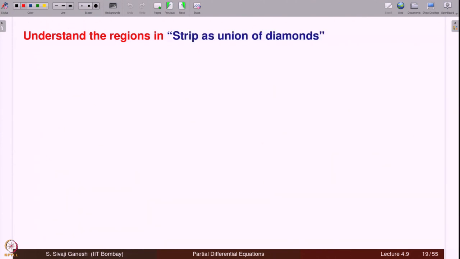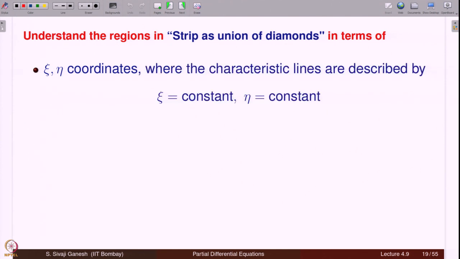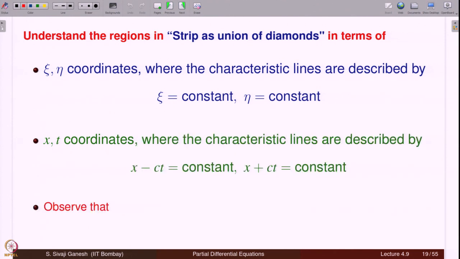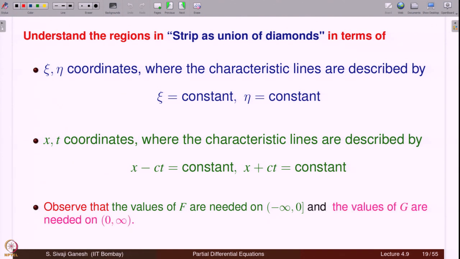So, this picture is sometimes called a diamond picture. We see the strip as a union of diamonds in terms of xi, eta coordinates, where the characteristic lines are xi equal to constant and eta equal to constant. In terms of x, t coordinates, they are x minus ct equal to constant and x plus ct equal to constant. Observe that the values of f are needed on minus infinity to 0 and g are needed on 0 to infinity.